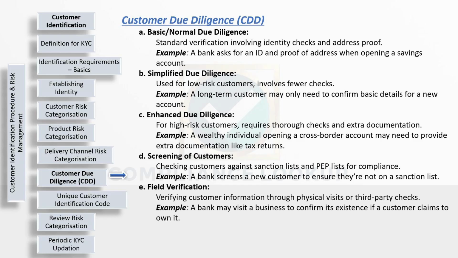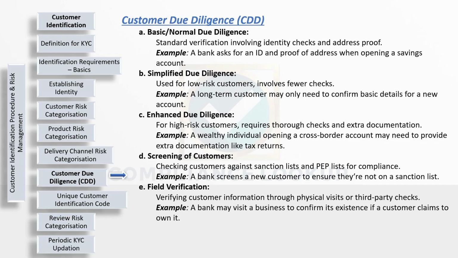B. Simplified due diligence. For low-risk customers, like someone with a long-standing relationship with the bank or an entity with a low-risk profile, simplified due diligence may be sufficient. It might involve fewer checks than normal due diligence. Example: a customer with a long-standing account may not need to undergo the full range of identity verification when opening an additional account. The bank may perform simplified checks like confirming basic information and conducting periodic reviews.